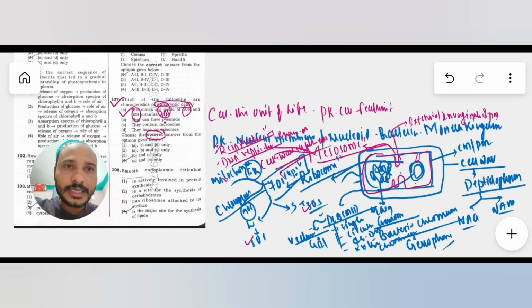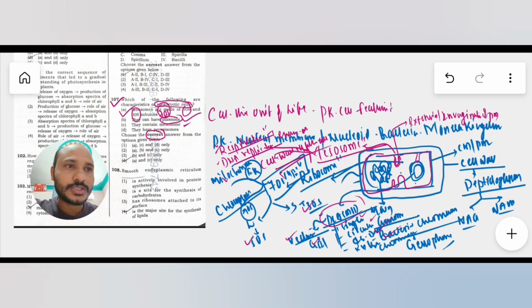And they can have plasmids. Yes, this structure is called a plasmid. So what is a plasmid? Plasmids are single, circular, double-stranded, extra-chromosomal DNA, and they are used as a vector in genetic engineering and recombinant DNA technology. Yes, this statement is also right. They contain mesosomes. Yes, we just discussed it here. Mesosomes are an extension or invagination of the plasma membrane. So this statement is also right.